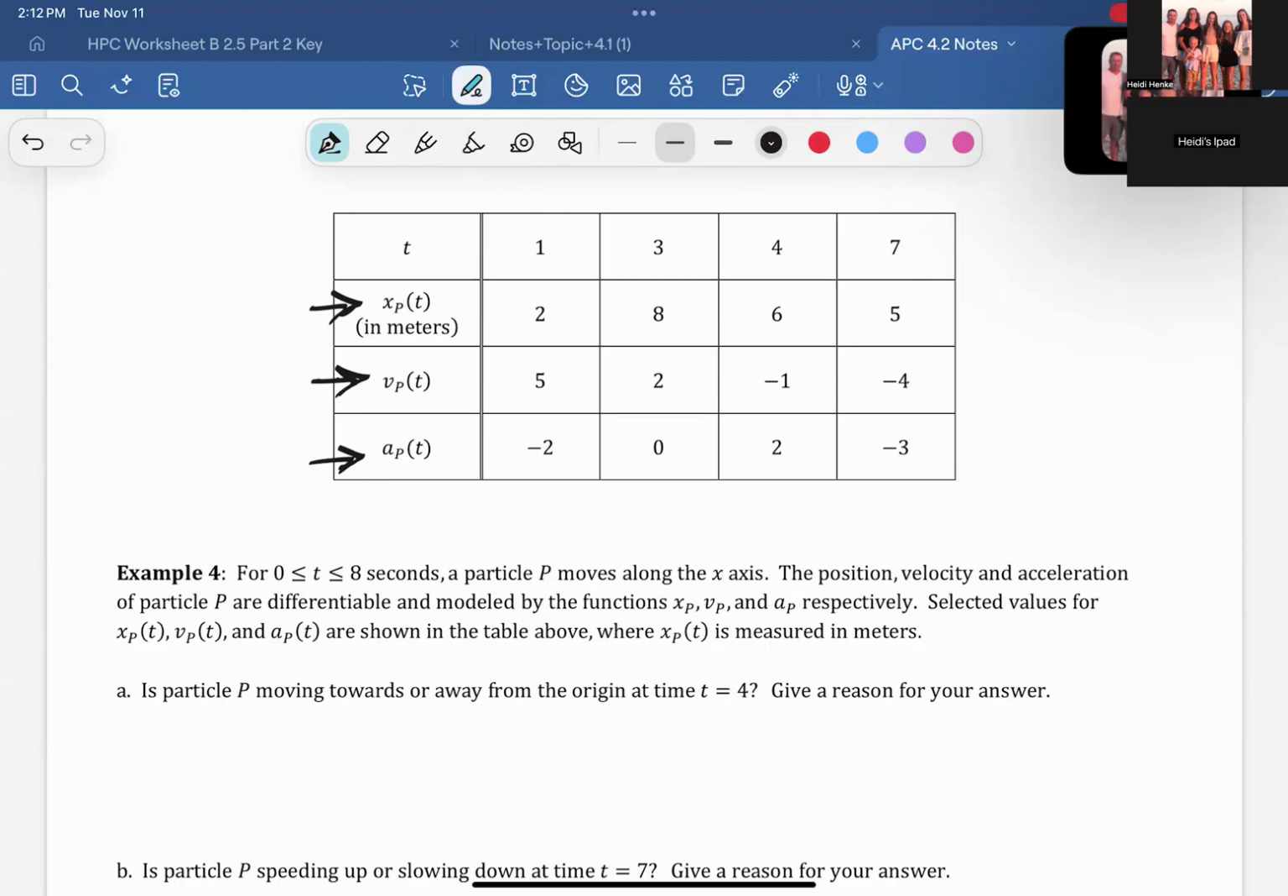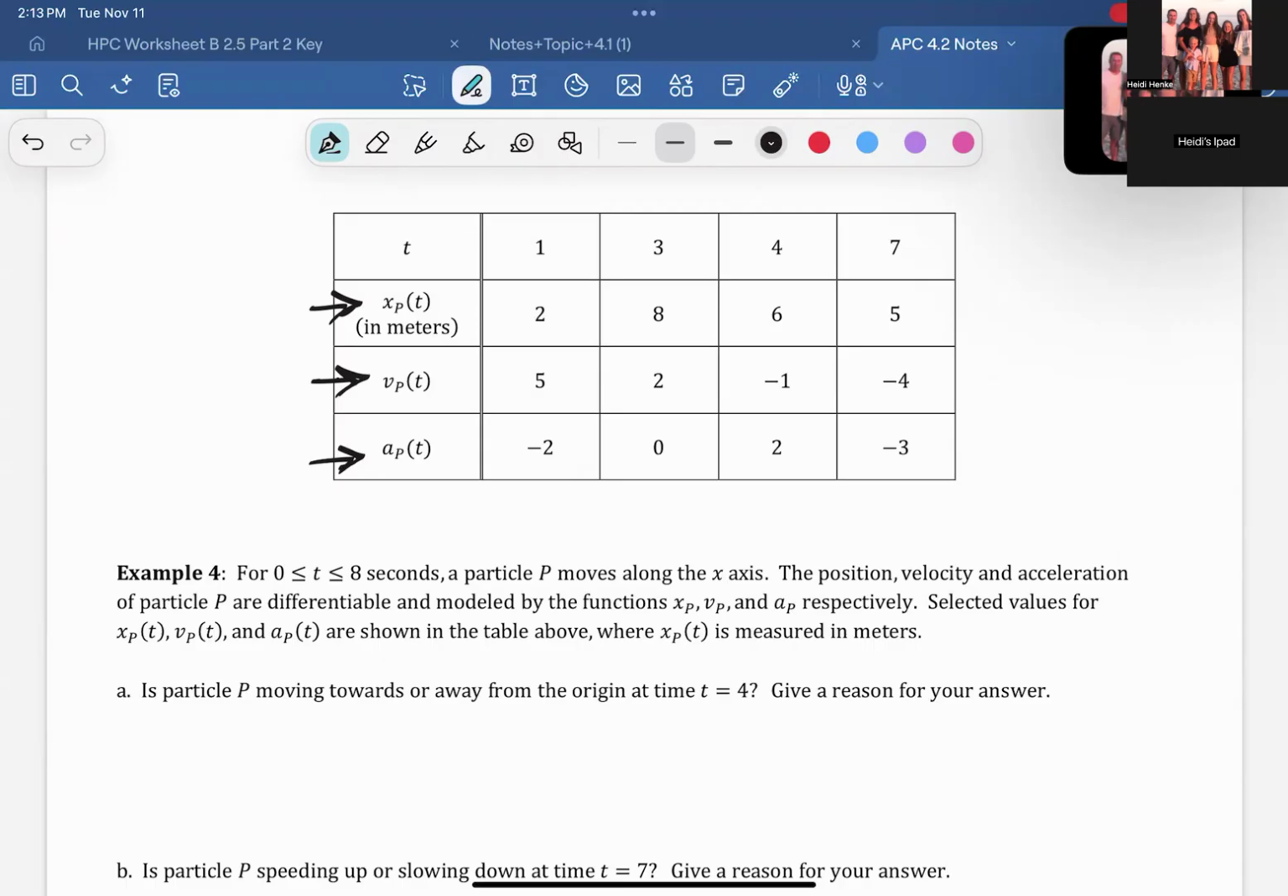Is the particle moving towards or away from the origin at time 4? The origin being 0. We're on a number line, so that's not 0, 0. That's an XY plane. Origin on a number line is just 0. Well, in order to do this, we need to know its position and its velocity, because we need to know where it is and then which direction it is going.